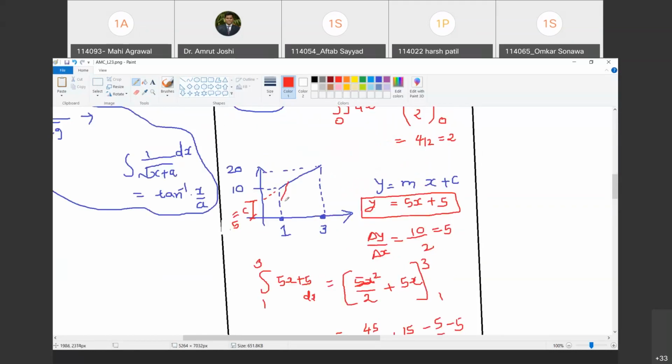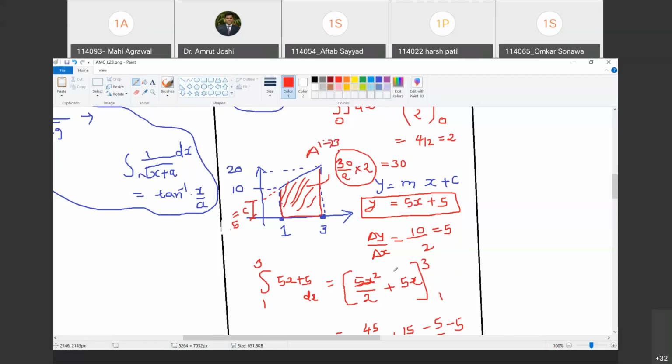Now tell me what is this area? This is the trapezoid. Yes, sir. Trapezoid means sum of parallel sides into height. So height is how much? 2. What is the sum of parallel sides? 10 plus 20, 30. So this area is going to be the sum of parallel sides by 2 multiplied by height. Do you agree? Sir. And this is 30 units. This is also 30. So the area between x equal to 1 to 3, how much is that?